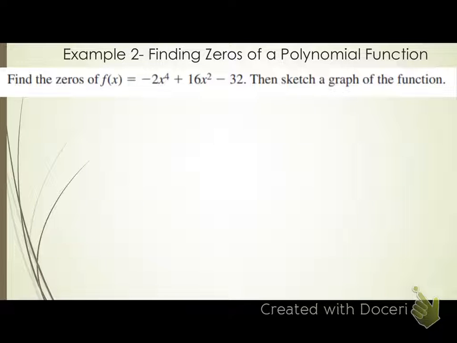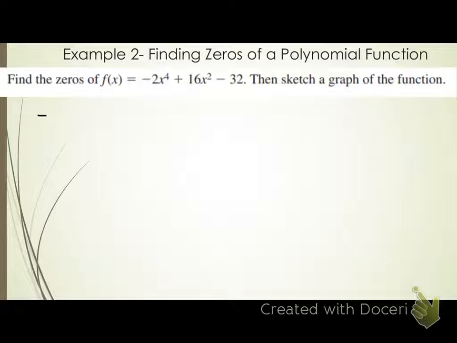Okay. Example 2. Find the zeros of f of x equals negative 2x to the 4th plus 16x squared minus 32. Then sketch a graph of the function. All right, we get to sketch some graphs here. You guys love graphing stuff, don't you? Find the zeros of f of x equals negative 2x to the 4th plus 16x squared minus 32. Do you guys remember how to find zeros of a function? I set my function equal to 0 and just solve it.